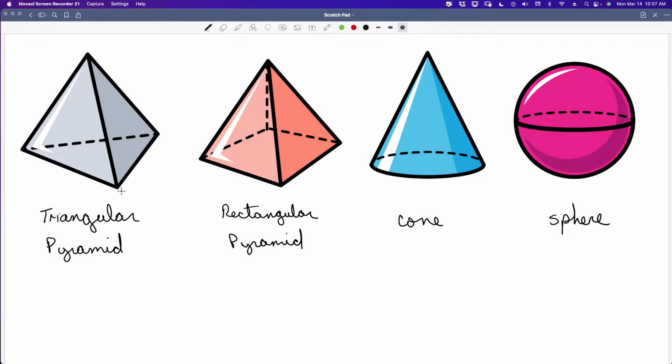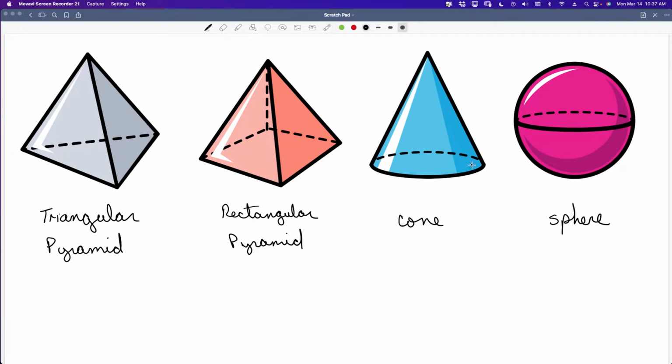Note that the triangular pyramid has a base that's a triangle. That's why it's called a triangular pyramid. A rectangular pyramid has a base that is a rectangle. So it stands to reason that if you have an octagonal pyramid, you'd have a base that's an octagon, so forth and so on. But the difference between a pyramid and a cone is that a pyramid has flat sides.